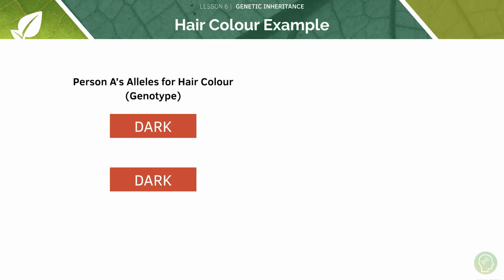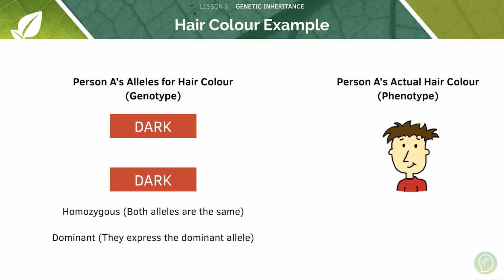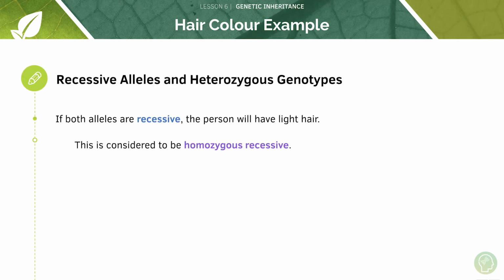Person A's alleles for hair colour are the dark allele and the dark allele. These are both dominant alleles, and they are homozygous because both alleles are the same. That's why we call person A's alleles homozygous dominant. And person A's actual hair colour, or the phenotype, is dark hair as well, because the person has these two dominant alleles.